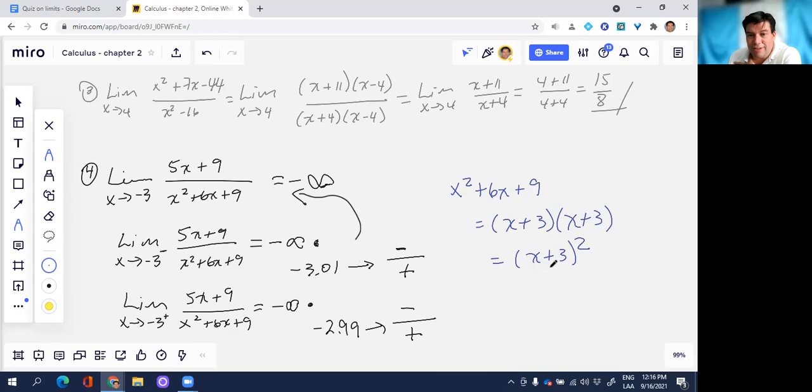These are the same. So because it is a square, let's say I put in -3.01. -3.01 plus 3 is -0.01. Square is positive 0.0001. If I put in -2.99 plus 3, it's positive 0.01. Square is 0.0001. It's positive because it's a square and these are real numbers. It's always going to be positive.